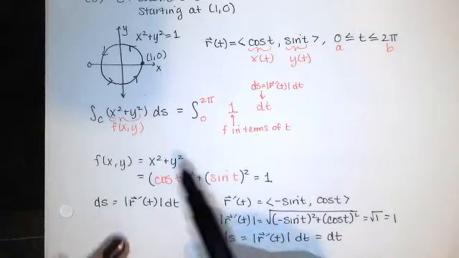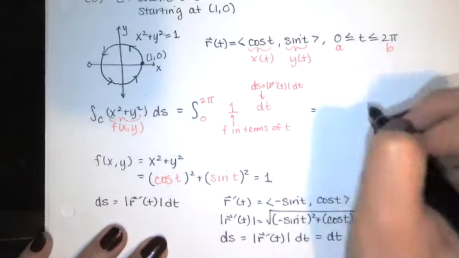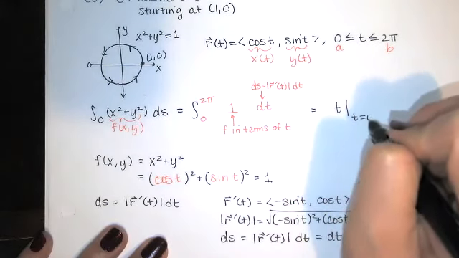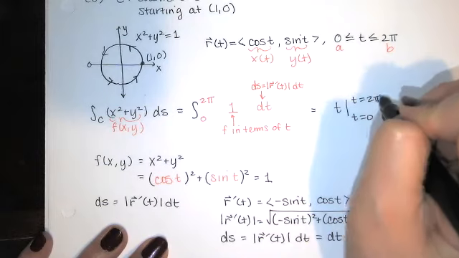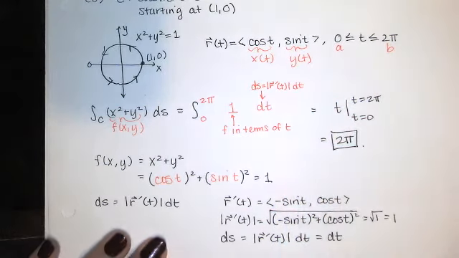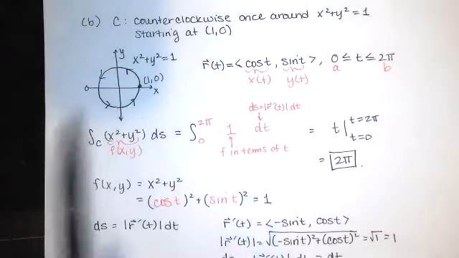Okay, so now we just have the integral of 1 with respect to t evaluated from 0 to 2 pi. The antiderivative of 1 is t with respect to t. We evaluate from 0 to 2 pi. We get 2 pi minus 0, which is 2 pi. So that is the value of this line integral over this curve.